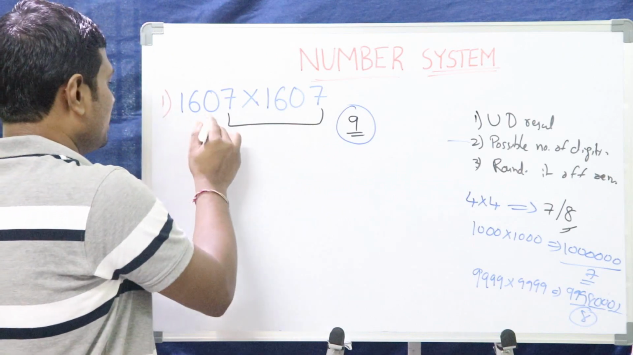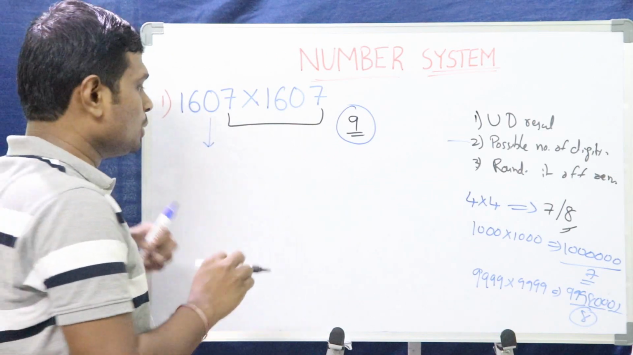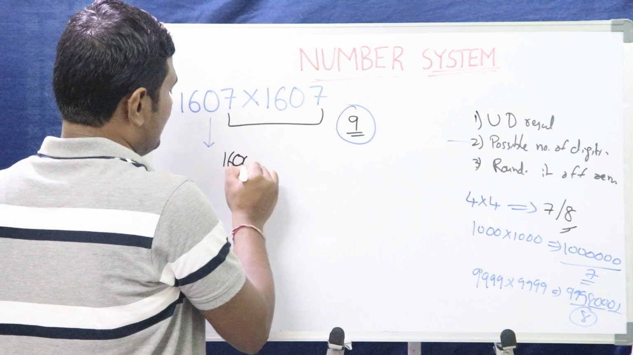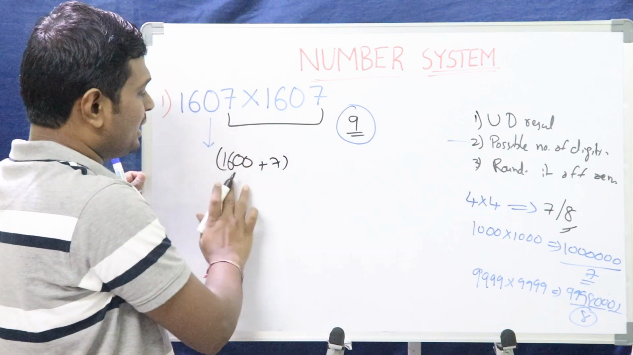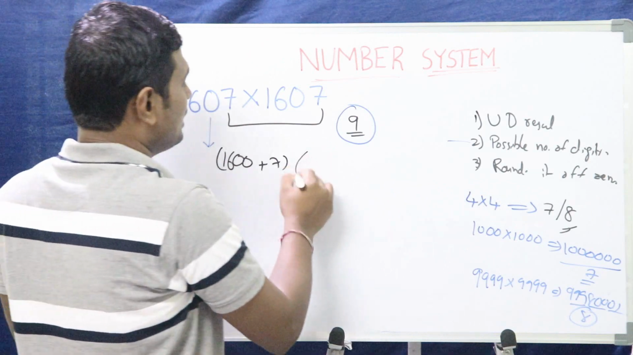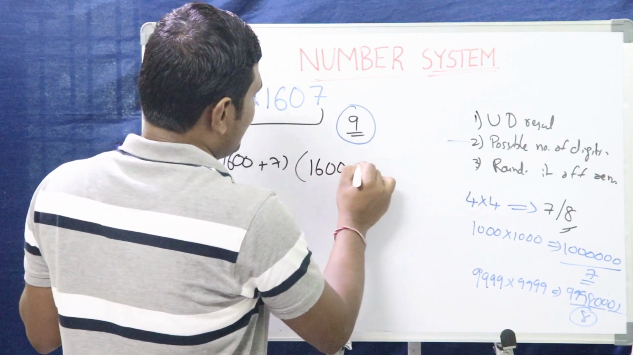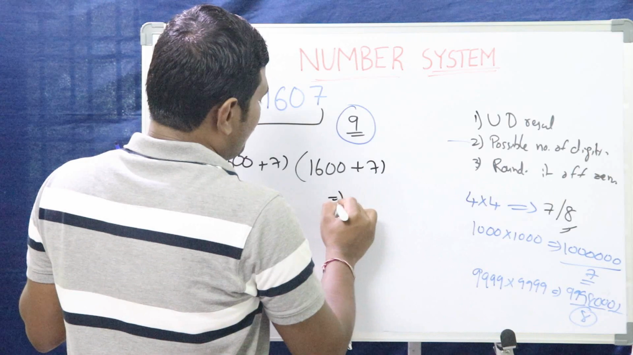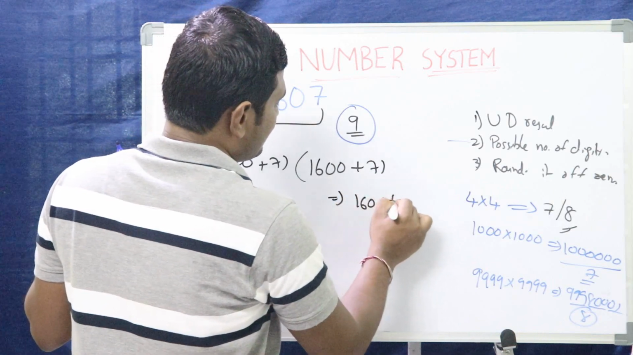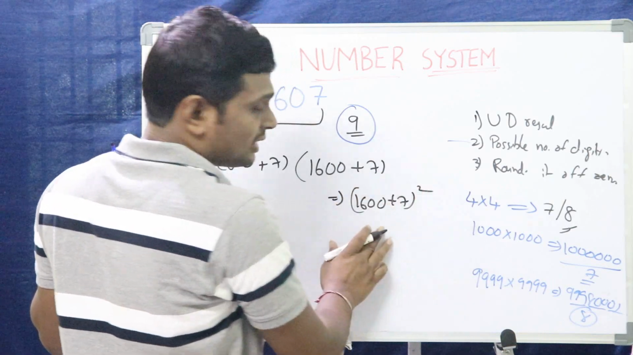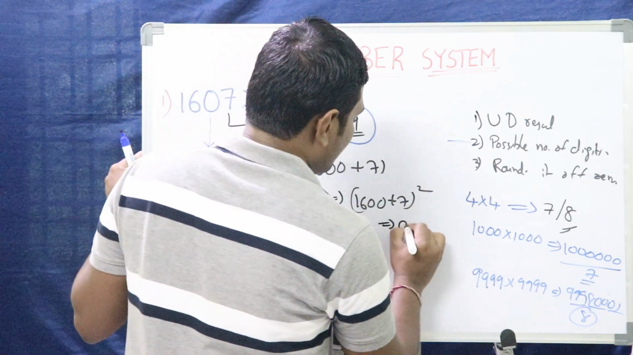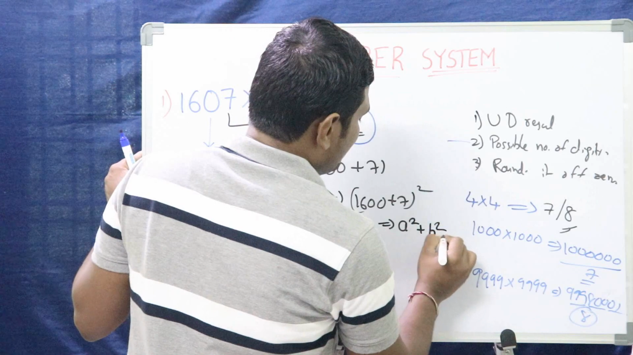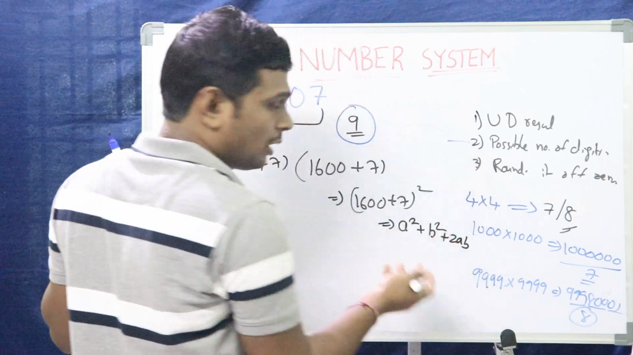How can we round off 1607 to the nearest zeros? 1600. 1607 can be written as 1600 plus 7, right? So we get (1600 plus 7) whole square. This is in the form of (a plus b) whole square. We know the formula for (a plus b) whole square, right? a square plus b square plus 2ab. How did we get this one?